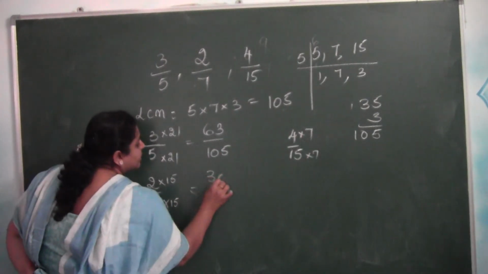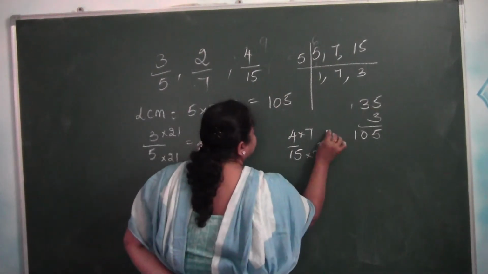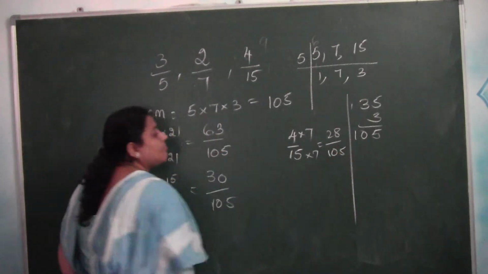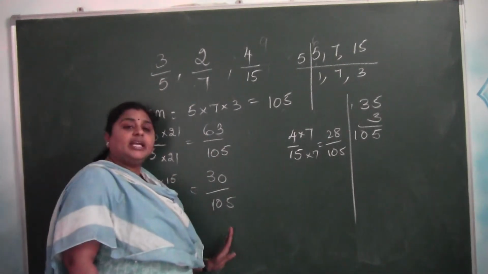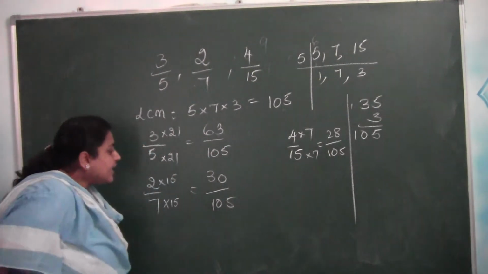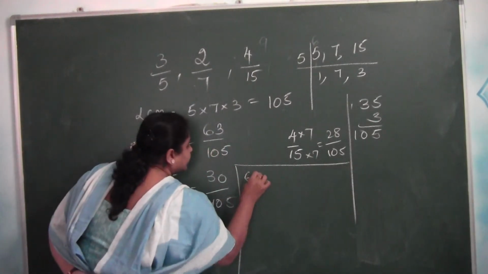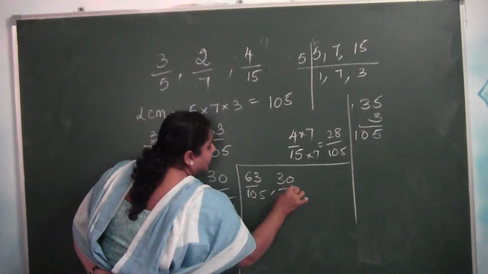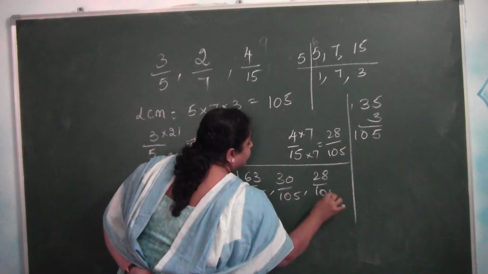15 2s are 30 by 105. And 4 7s are 28 by 105. Is it not? I have completely got equivalent fractions. Now let us write what all the fractions I got. Now 63 by 105, 30 by 105 and 28 by 105.